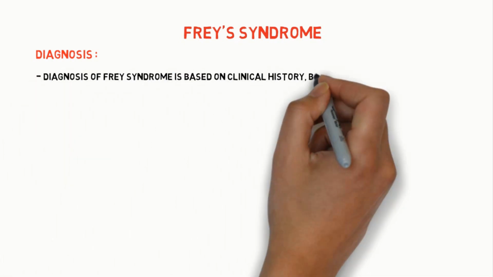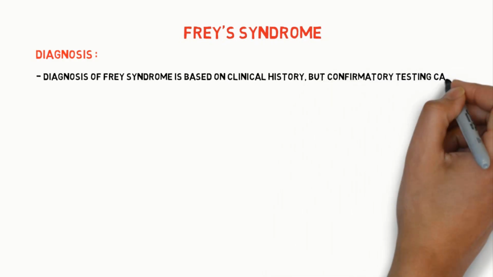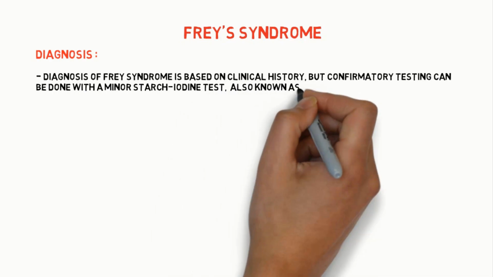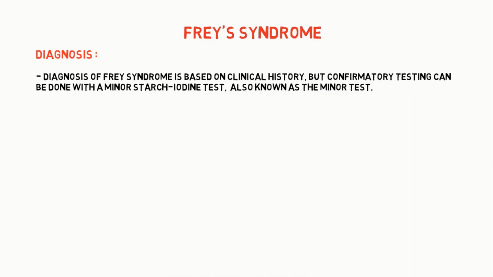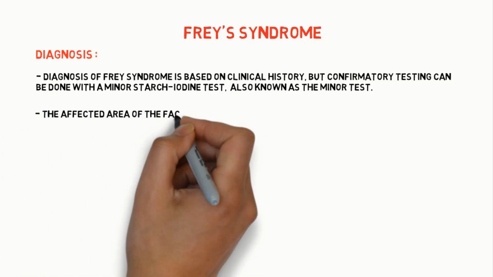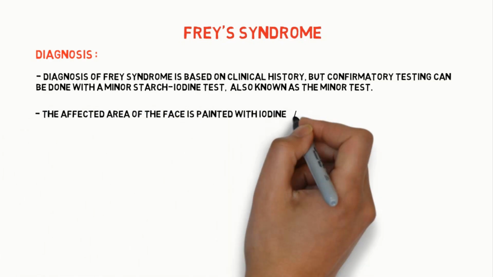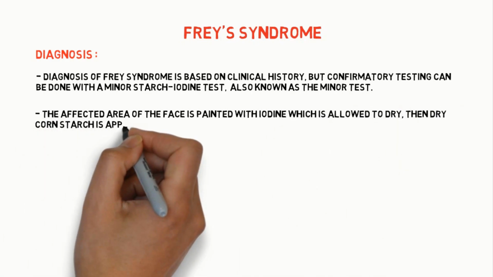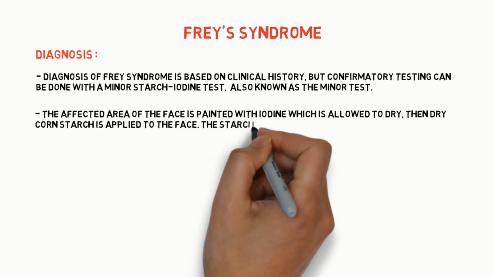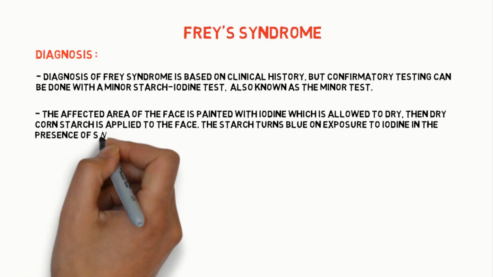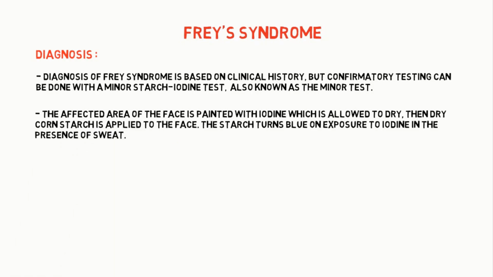Coming to the diagnosis of Frey syndrome. Diagnosis is based on clinical history, but a confirmatory test can be done with the minor starch iodine test, also known as the Minor test. The affected area of the face is painted with iodine, which is allowed to dry. Then dry cornstarch is applied to the face. The starch turns blue on exposure to iodine in the presence of sweat.